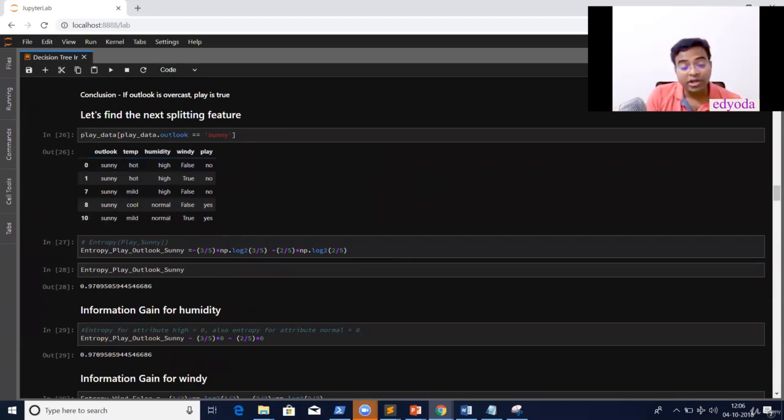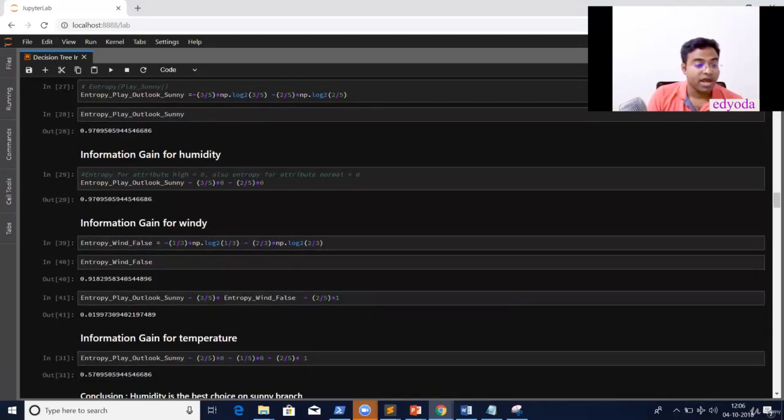Now we want to calculate, we have a few features here like humidity, windy, and temperature, 3 things. What should come here, right? These are the things we need to compare. Whichever has the highest information gain will come here, right? So let's see.